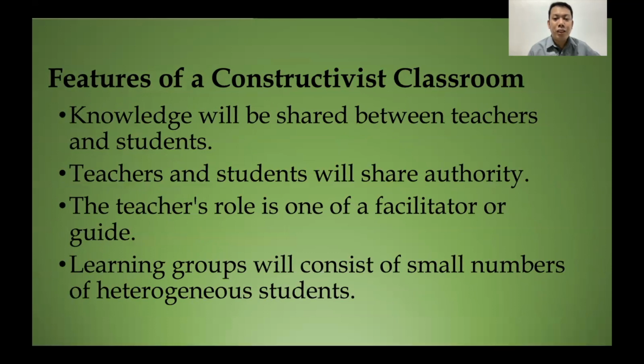Knowledge will be shared between teachers and students. So we are not the only source of knowledge, but they can share knowledge also, students among them, no? So teachers and students will share authority. So, di ba? In a subject-centered design, the ones in authority are the teachers. But in this case, teachers and students will share authority. So the teacher's role is one of a facilitator or a guide. So learning groups will consist of small numbers of heterogeneous students. So one solution to the problem that I told you a while ago is that even though the class may not be able to do this because the majority of them are slow learners, you have to look into the fast learners in your class and then make the groupings heterogeneous. There should be fast learners, there should be slow learners, average, and so on.